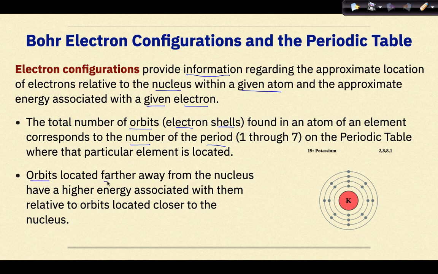Orbits located farther away from the nucleus have a higher energy associated with them relative to the orbits located closer to the nucleus. So here we have a shell diagram of potassium. The electrons found closest to the nucleus would have the lowest amount of energy, and this valence electron out in the farthest shell would have the highest amount of energy associated with it.